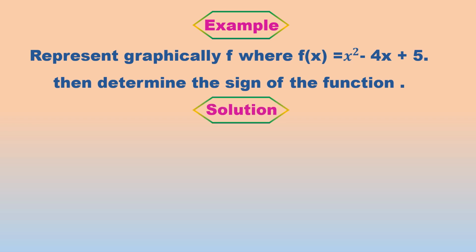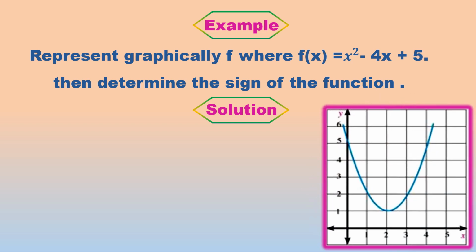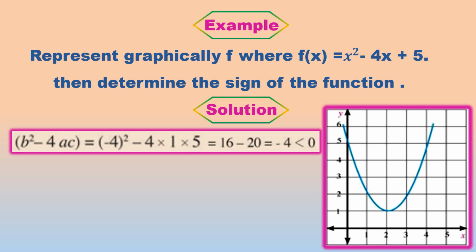The solution. First, we represented the equation, as we studied before in the first lesson, and we find the discriminant b power 2 minus 4ac. By substituting, we get that the discriminant is negative 4, which is smaller than 0.